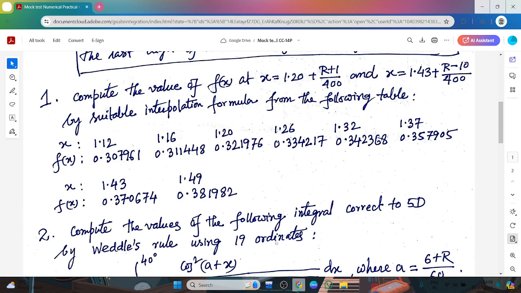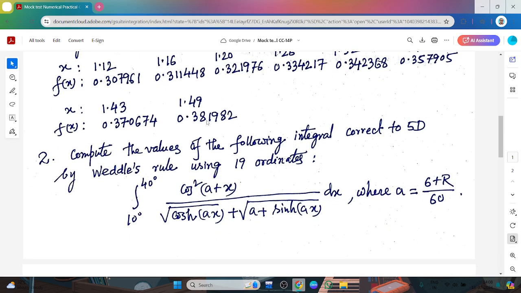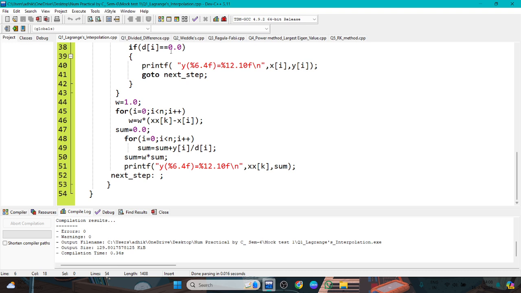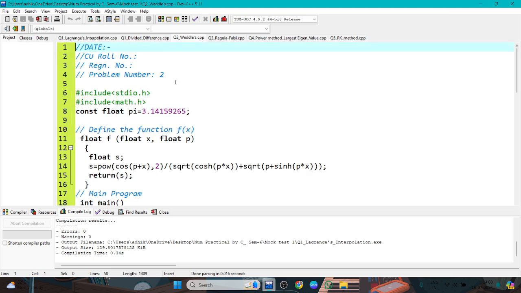Next question. Compute the value of the following integral correct to 5 decimal places by Euler's rule using 19 coordinates. The integral from 10 degrees to 40 degrees of cos squared(ax) divided by the square root of (cosh(ax) plus the square root of (a plus sinh(ax))) dx, where a equal to 6 plus r by 16. So question 2 is Euler's rule.